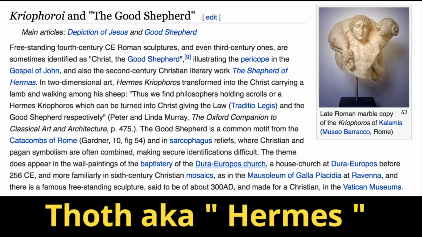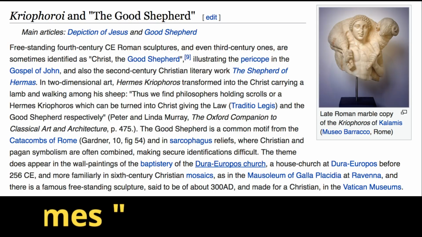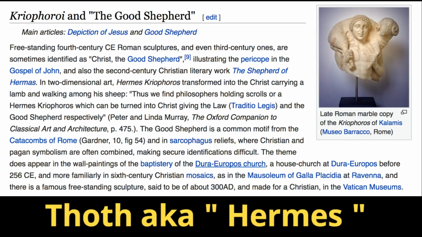Let's read. It says free standing 4th century CE Roman sculpture, and even 3rd century ones are sometimes identified as Christ, the Good Shepherd. So sometimes, not saying that it is Christ. Okay, so remember, we're talking about Criophoros, the Good Shepherd, illustrating the pericope in the Gospel of John, and also the 2nd century Christian literary work, The Shepherd of Hermas. In two-dimensional art, Hermes Criophoros transformed into Christ, carrying a lamb and walking among his sheep. So Hermes, aka Thoth, Hermes Criophoros, now the epithet of Hermes, which is Thoth, transformed into the Christ, carrying a lamb and walking among his sheep. Thus we find philosophers holding scrolls, or a Hermes Criophoros, which can be turned into Christ given the law, and it's called Traditio Legis. Look this up. And the Good Shepherd, respectively. Peter and Linda Murray, the Oxford Companion to Classical Art and Architecture, page 475.